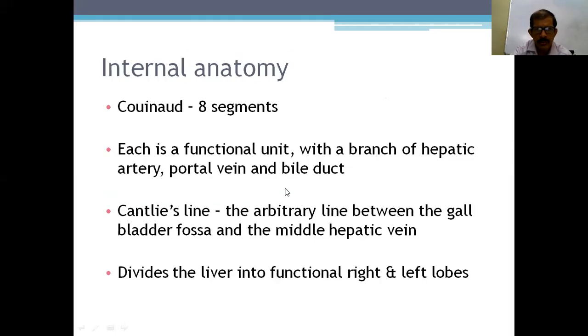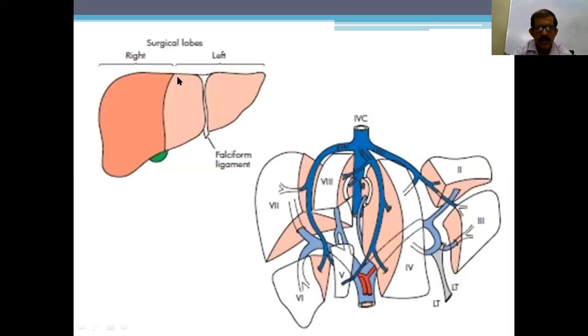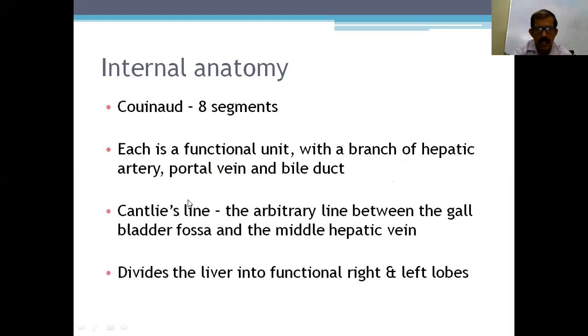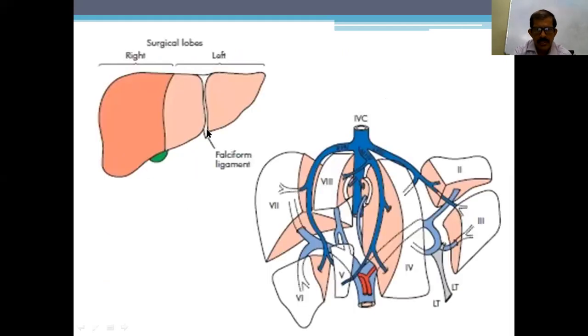So if you look at the diagram, here right will be here, left will be here, the triangular ligaments. And this is the falciform ligament. And from here to the stomach, there will be the lesser omentum.